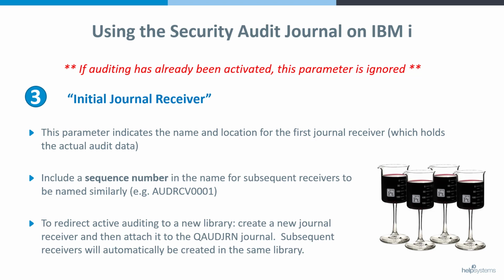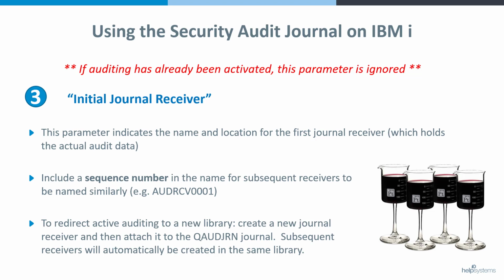So the intent of this parameter, predominantly for people that are activating auditing for the first time, is to indicate the name of the journal receiver and the location of that receiver. Now again, a reminder, the journal receiver is what holds the actual audit data. Again, having it in its own library makes it easier for us to secure that content as well as have a simpler task if we ever need to restore it.